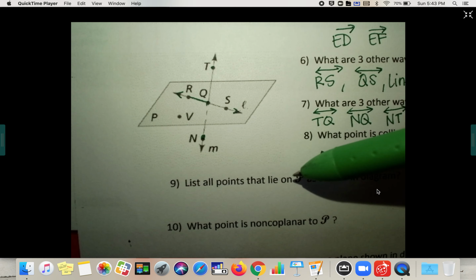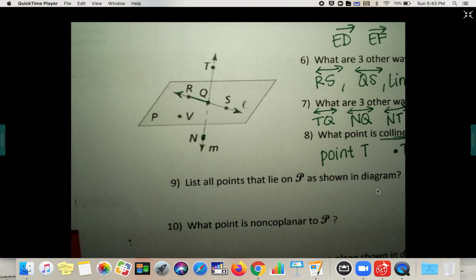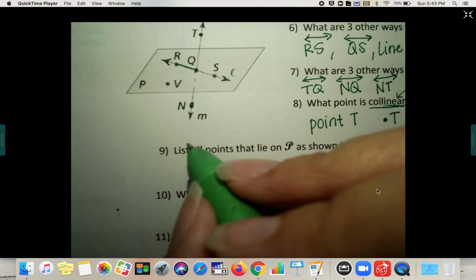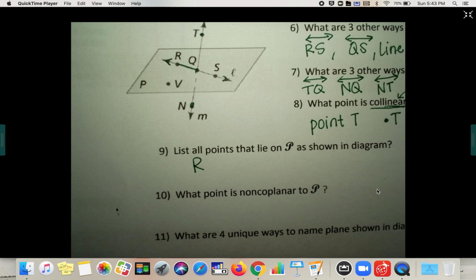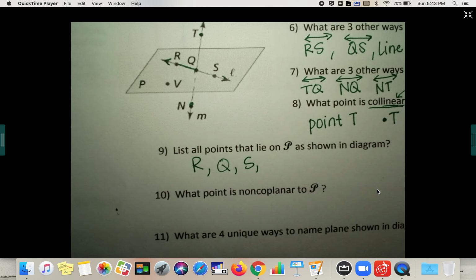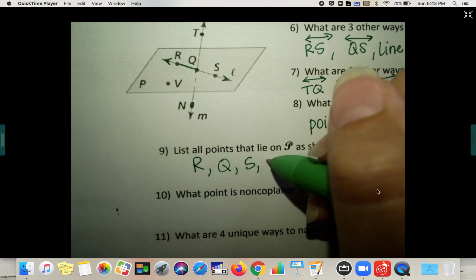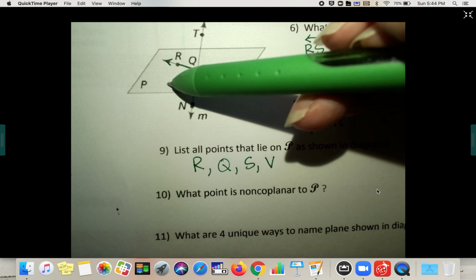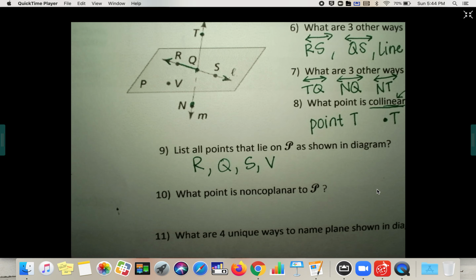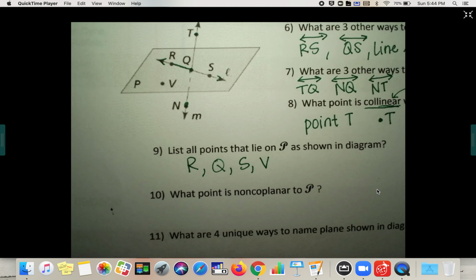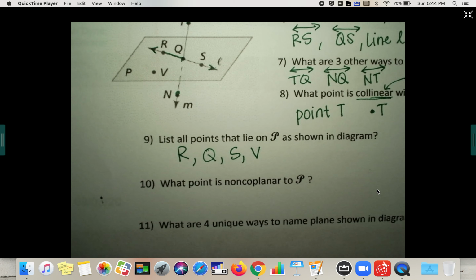So list all points that lie on plane P as shown. So here are some points that are in the plane. R is in the plane. Q is in the plane. S is in the plane. And V, even though V is not on this line, it's still on the plane itself. So it's on that square, that kind of parallelogram plane here. All right, number 10, what point is non-coplanar?